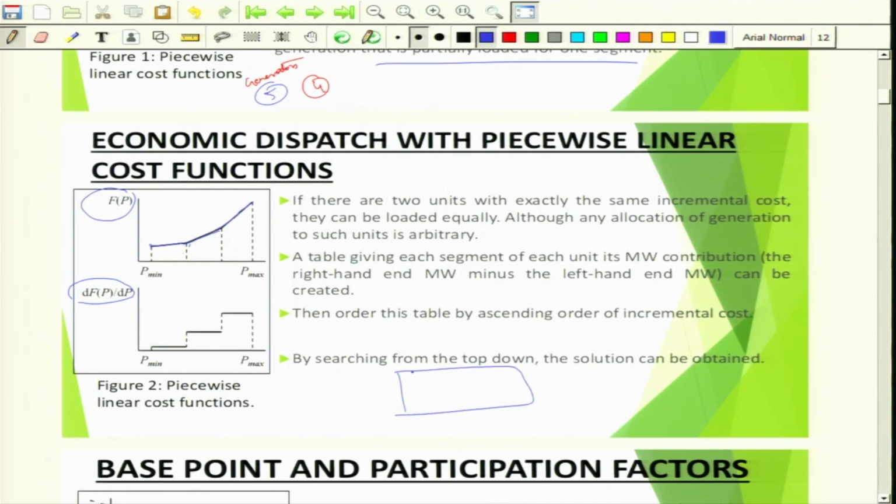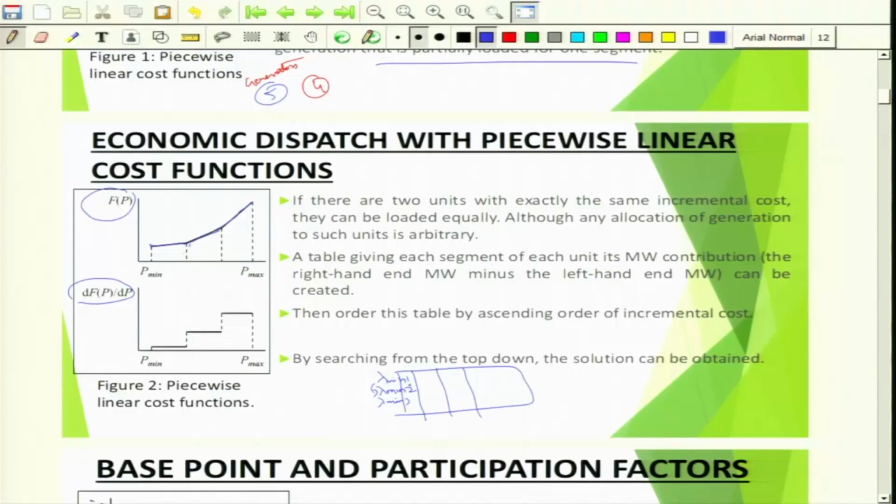Ultimately you can obtain a table, and there are multiple entries into this. The first entry could be of that particular generator which has the minimum lambda. The next entry would be of the next generator, which has its own minimum lambda, then lambda minimum 2, then lambda minimum 3. Like this you formulate a table, and with that table you can simply pick up the individual segments.